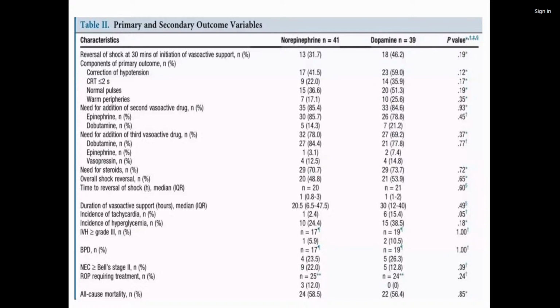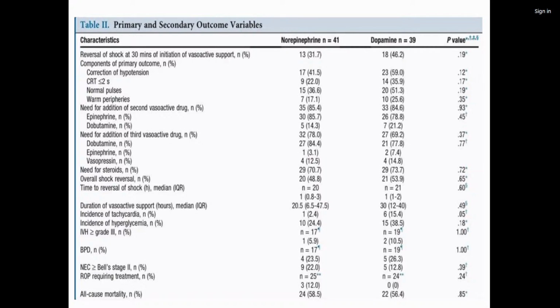As we can see, it is not statistically significant. It is 24% in the norepinephrine group and 34% in the dopamine group. But after subgroup analysis, we are seeing that in the dopamine group there was a high incidence of hyperglycemia in more than 35 weeks of gestational age.